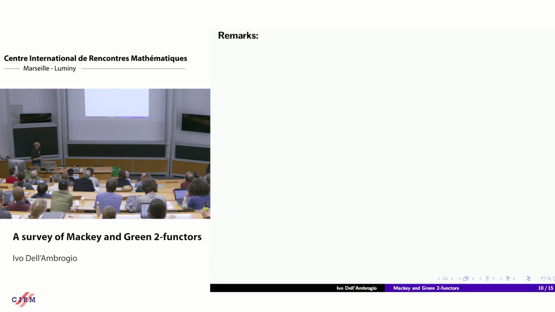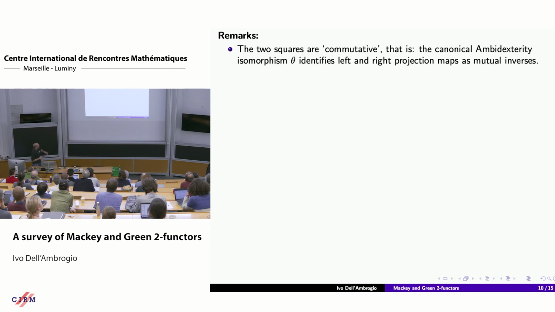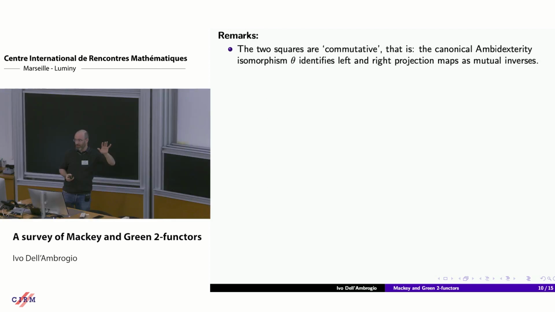So some remarks. As I already said, these 2 squares are commutative, meaning that the canonical ambidexterity isomorphism theta really identifies the left and right projection isomorphisms. This is, again, very nice and has lots of applications because you can really keep track of what happens, and it's the best possible projection formulas you can have.